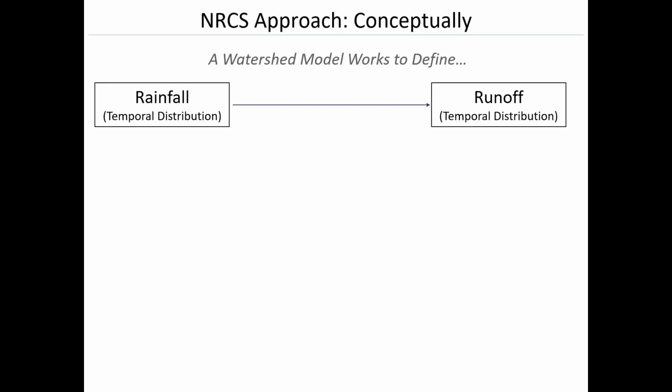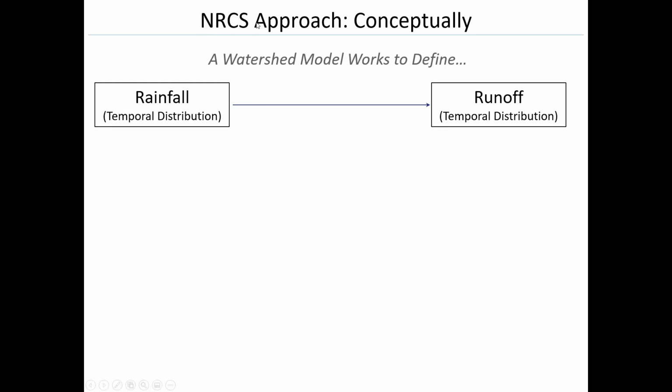So just to represent it visually, we're going to start with rainfall data. We're going to turn that into runoff data. That's the job of a hydrologist. And so the NRCS approach, the NRCS stands for National Resource Conservation Service. And it's a subdivision of the United States Department of Agriculture.